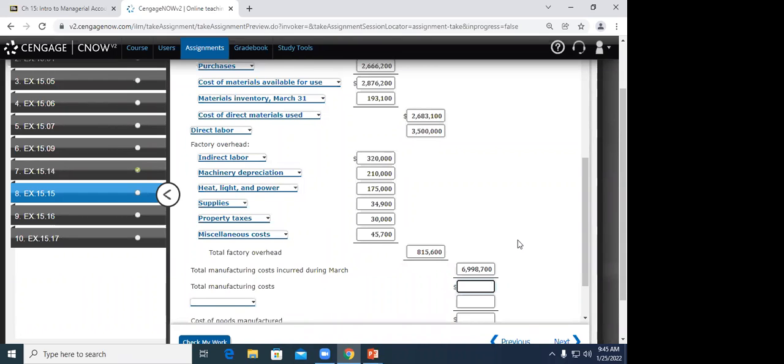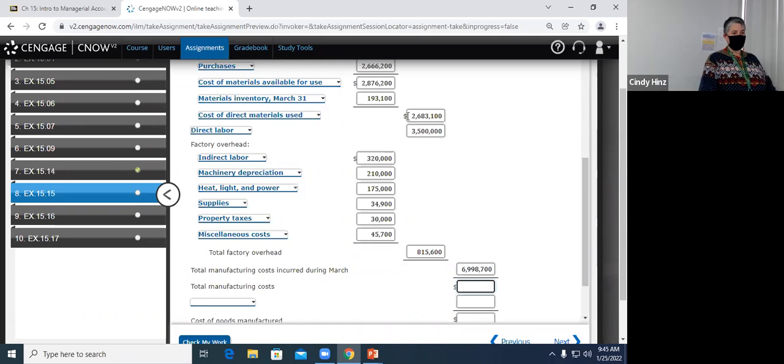Where do the total manufacturing costs come from, that number? It's the total of the direct materials, which is here, the direct labor, which is here, and then the overhead. So it's all the costs we added during this month. So it should be the sum of those 3 numbers, that, and that. Everybody good so far?